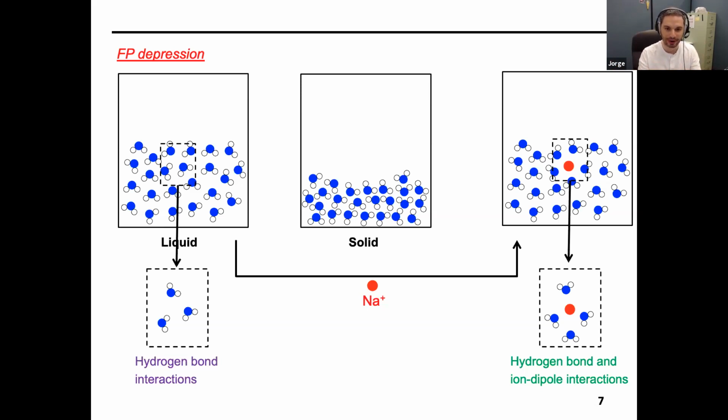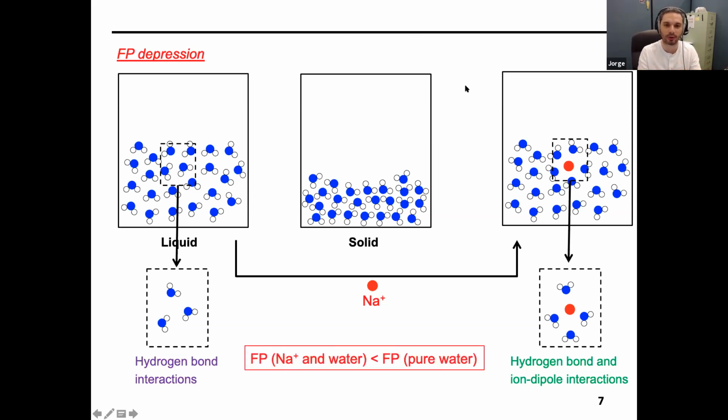So, to summarize, when we have a salt dissolved in water or a solvent, that will result in a boiling point increase because of the stronger intermolecular interactions, and freezing point depression because of the strong intermolecular interactions. And that's called a colligative property.